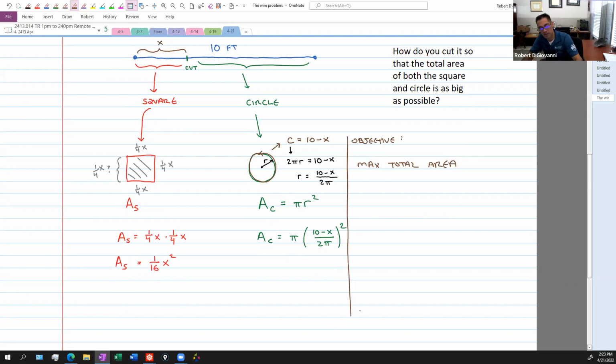Let's get back to the objective. I wanted to find the maximum total area, where the total area should be the area of the square plus the area of the circle together. That area should be 16x squared, right? Plus pi times (10 minus x all over 2 pi) squared. And that is already a function of a single variable, isn't it? So I should just write A of x.